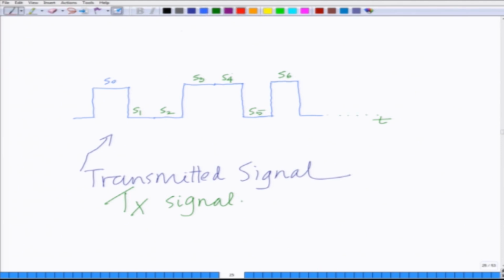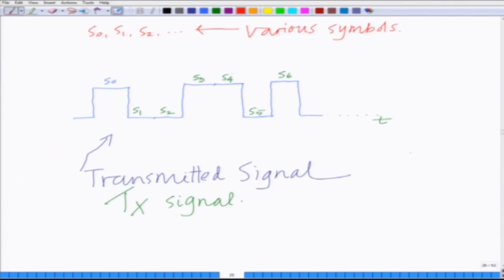So these different quantities, S0, S1, S2, and so on, are the different symbols of the transmitted signal, and you can see these symbols are flipping between the positive and negative voltage level. So I have S0 is a positive level, S1 is a negative level, and so on. This shows a simple example of a BPSK transmitted signal in a communication system, right?